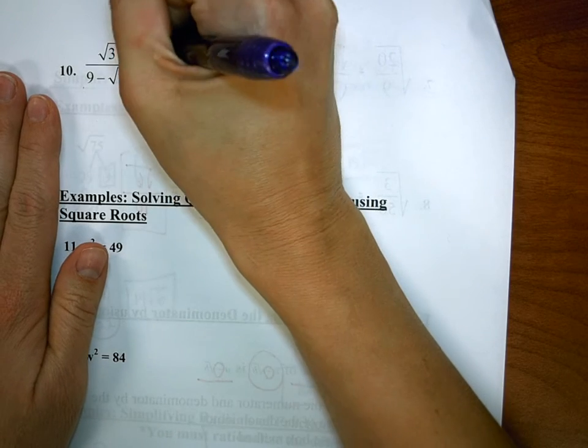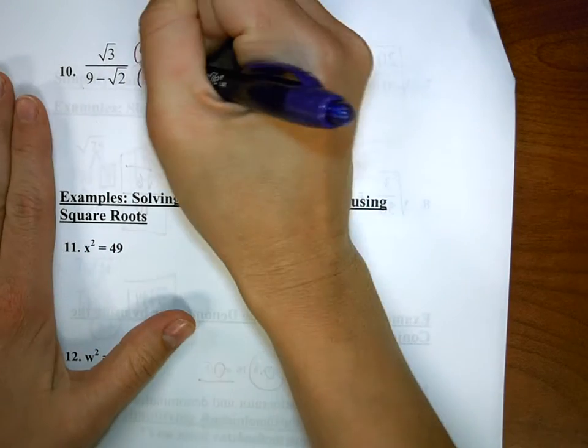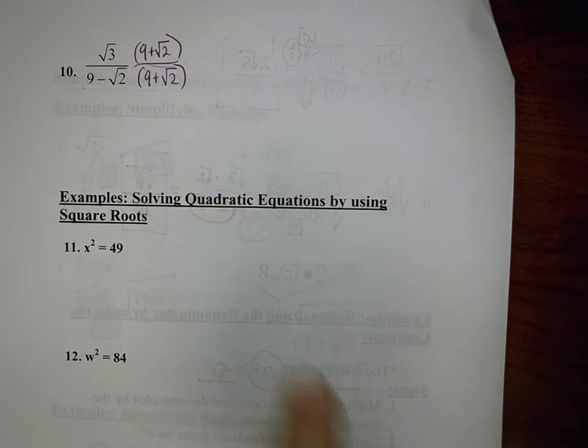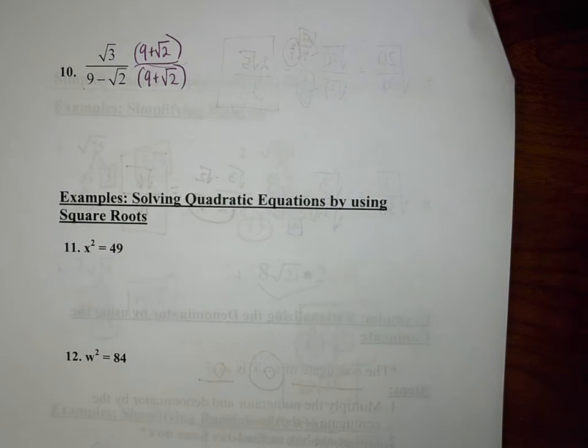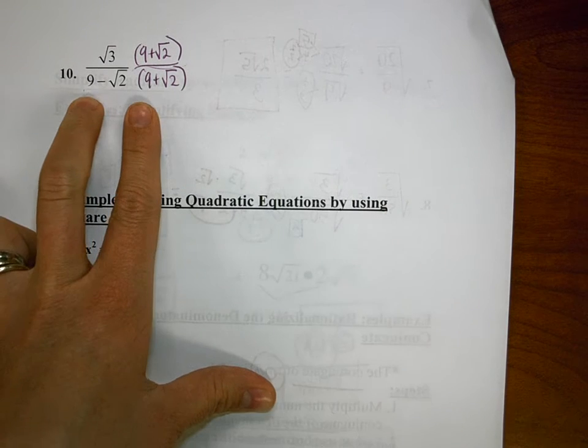And whatever you do to the bottom, you also need to do to the top. Because basically, these two cancel out and make what? 1. So when you're multiplying by 1, all we're doing is changing the form of this problem, okay? To get rid of that root in the denominator. Okay, do you guys want to do the box on this?